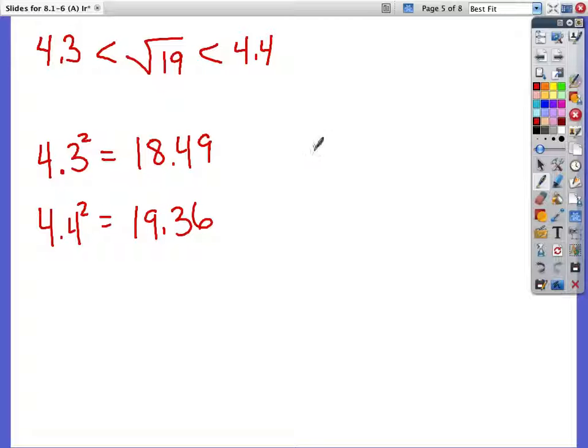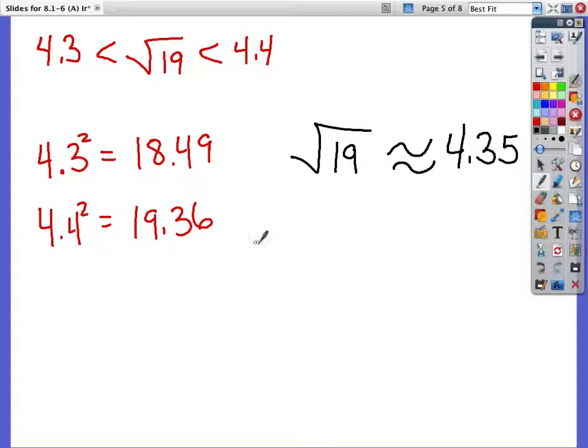In other words, I'm going to approximate, my final answer is going to look like this. The square root of 19 approximately, that's what this squiggly equal sign means, approximately equals 4.35. And here's why. If I know it's right between 4.3 and 4.4, I'm going to split the difference with 4.35. I'm just going to go right in the middle between those two numbers. I'm not going to try and approximate it any more accurately than that.